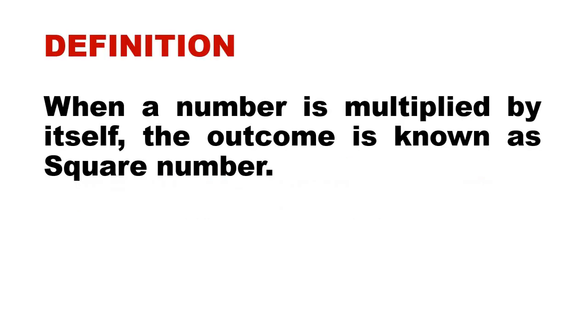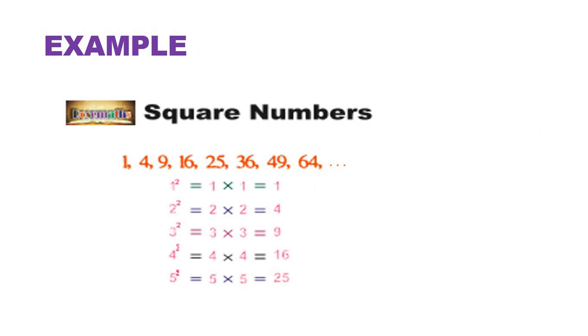Square numbers are numbers you get when you multiply a number by itself. When you multiply a number by itself, the outcome is known as what? Square number. Another name for square number is perfect square. Perfect square, that's another name for square number. It's either called square number or perfect square. Is that clear? So here are my examples.